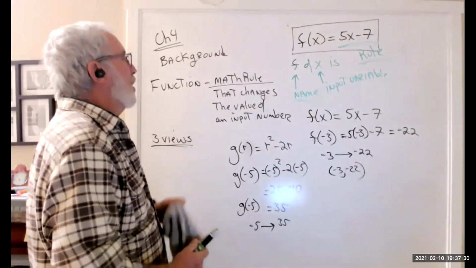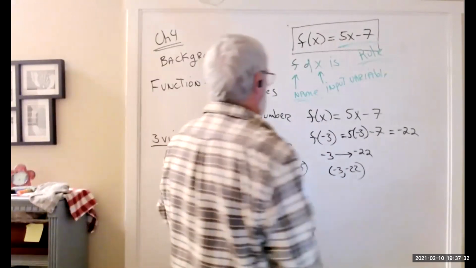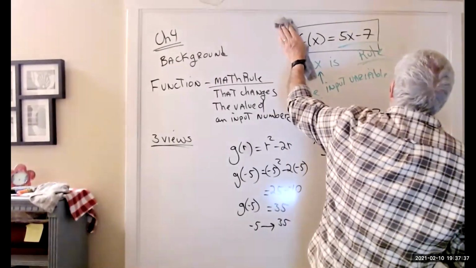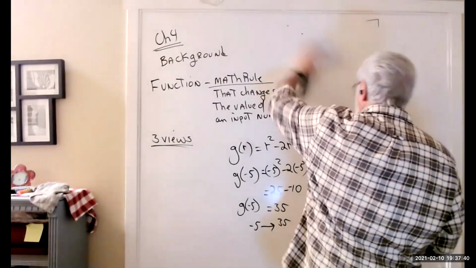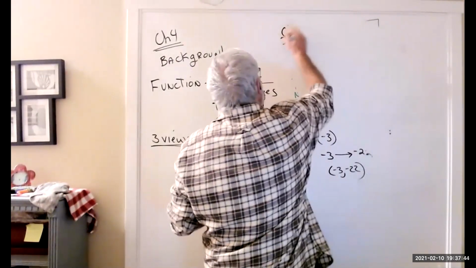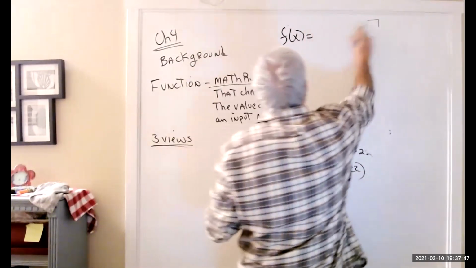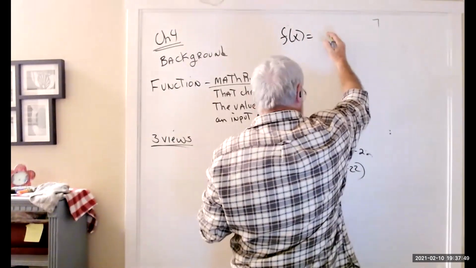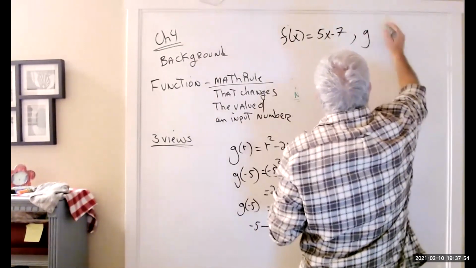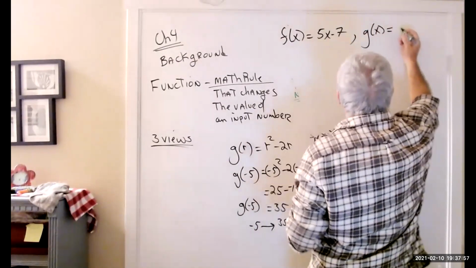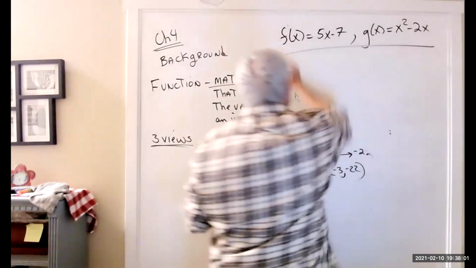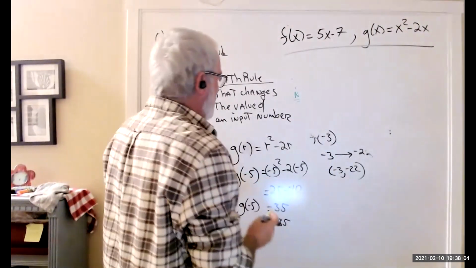Okay. What do we have? So what was the f function? F of x was, what did I have? 5x minus 7. And we have g, I'm going to make it of x, is x squared minus 2x. Okay, so those are the two functions that I just made up today.